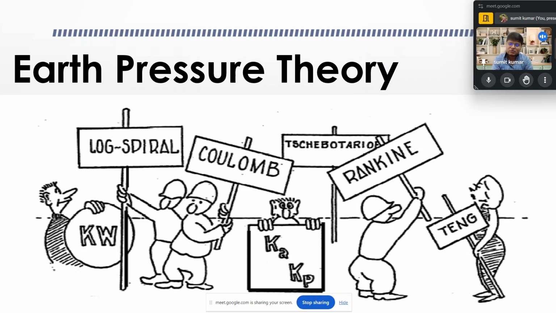When we talk about earth pressure theory, we come across the word pressure. We all already know about the word pressure. Here, when we say pressure, we mean the pressure applied by the soil mass on the wall. In earth pressure theory, two types of earth pressure, active earth pressure and passive earth pressure, we come across as we move ahead.